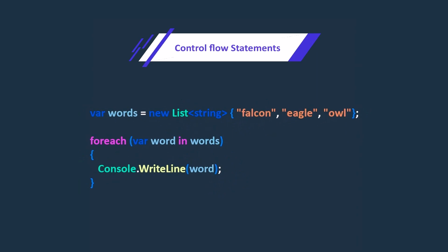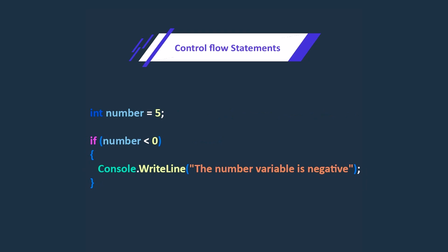Okay, in this example, we go over a list of words with a foreach statement and print each word in the terminal. And here, the code is controlled by the if statement, depending on the value of number.